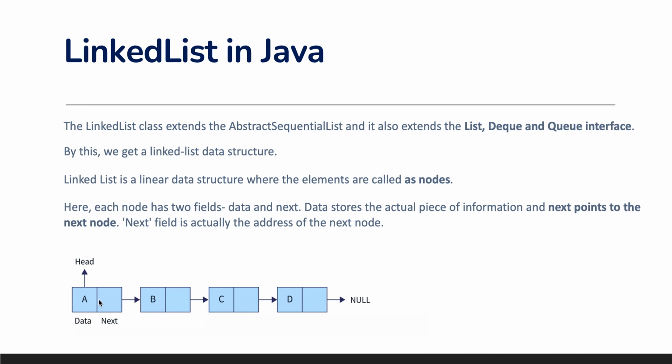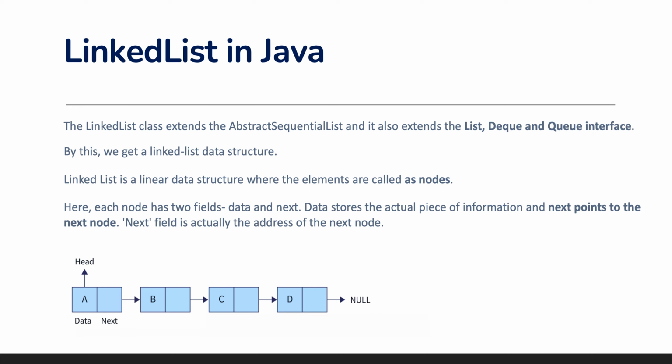So here, let's say this is one node. The first node is going to store the data and the next pointer is going to store the address of the next node. Again the next node would be similar to the previous one. First it is going to store the value and next it is going to store the actual address of the next node. So this is how it will be represented internally inside the memory.